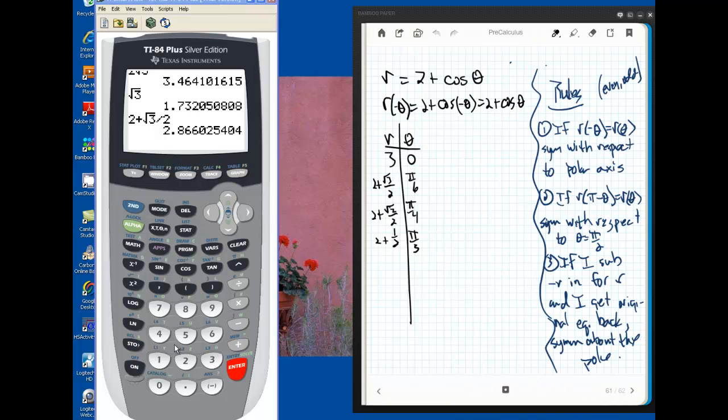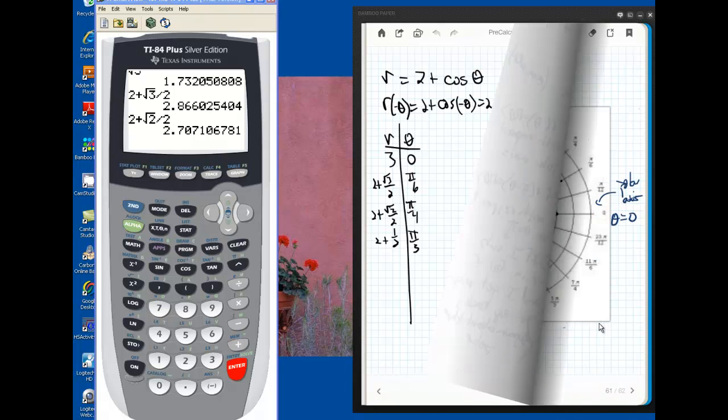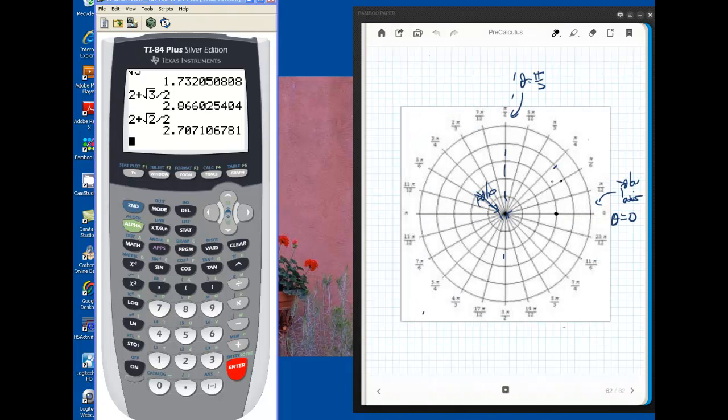It was 2 plus root 2 over 2. Ooh, I'm going to cheat and change this. Let's see if there's an easier way. I'm going to delete that. There you go, root 2 over 2. Right, so about 2.707. So if I go to pi fourths, I'm going to get a little bit closer down in here. Right, that thing wants to bother me.